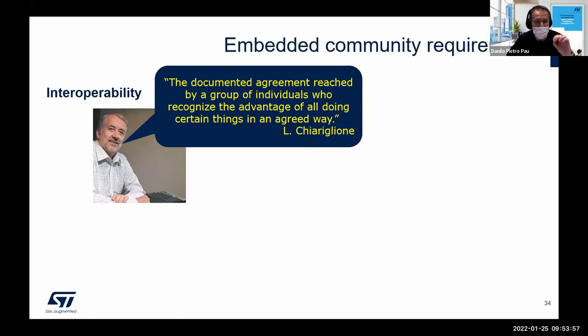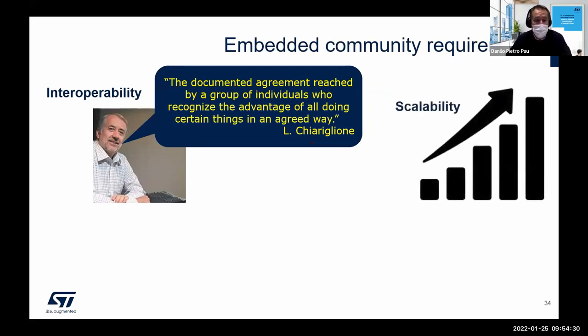Interoperability: the documented agreement reached by a group of individuals who recognize the advantage of all doing certain things in an agreed way. I'm not speaking about ISO or Khronos or any other type of standardization committee. We need interoperability in the sense that the AI community and the C++ community must find an agreement, a way to exchange information. Otherwise, productivity automation will be at risk.